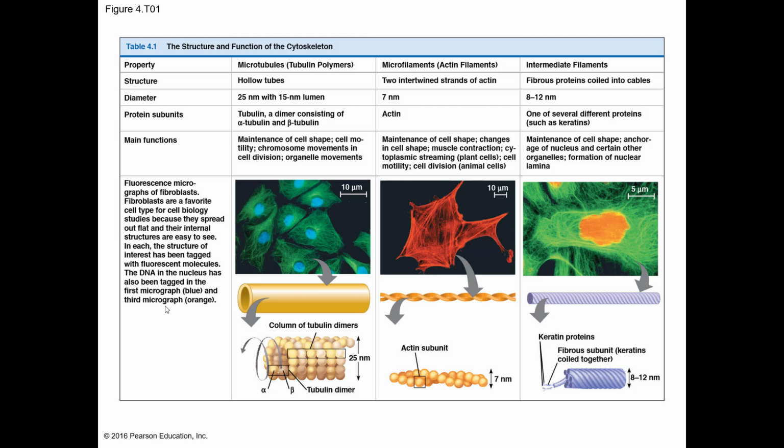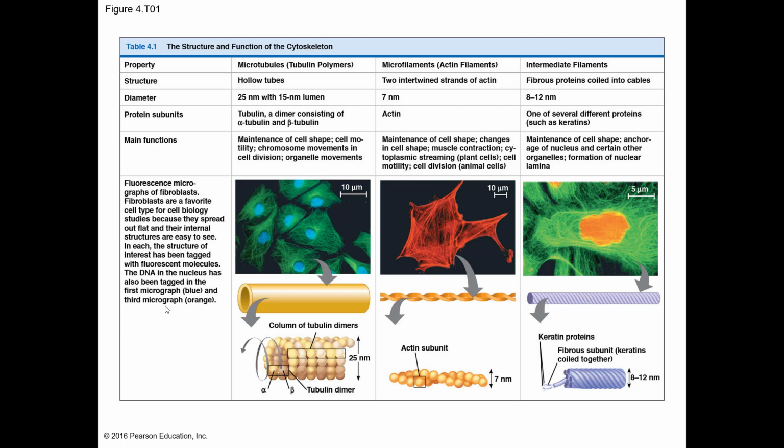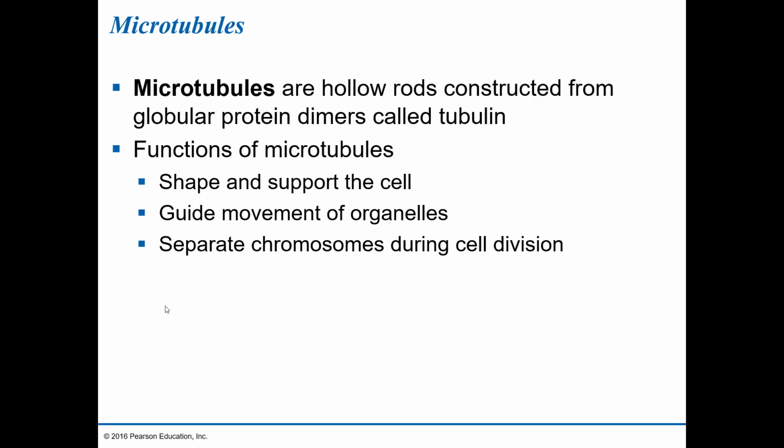There's a good table, if you want to go back and review this, that tells you the structure and function of the cytoskeleton with the microtubules, the microfilaments, and then our intermediate filaments. So microtubules are hollow. They're globular proteins. You can see in the picture, it's like a big PVC pipe. They're constructed from tubulin. Their functions are to shape and support the cell, and to guide movement of organelles. They're also really important in separating the chromosomes during cell division.